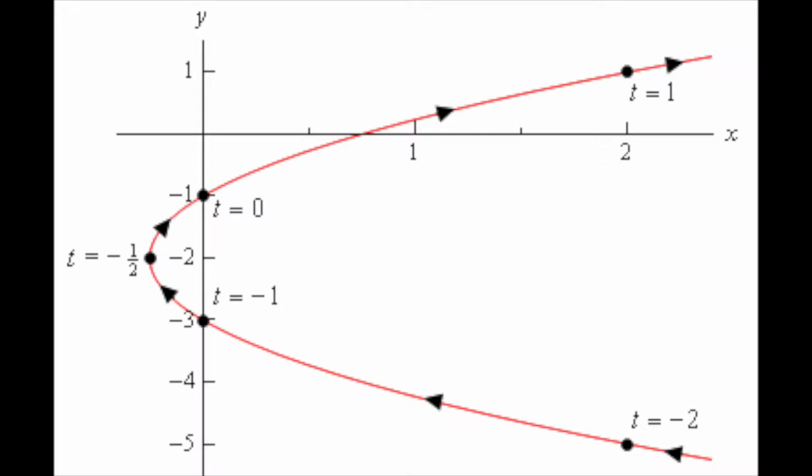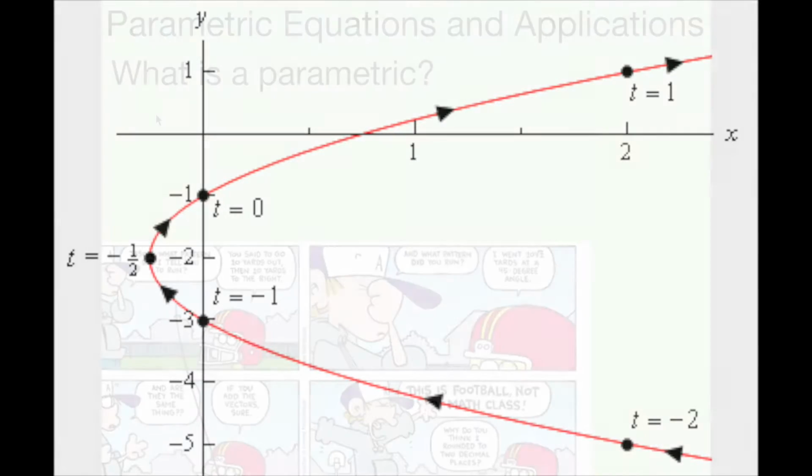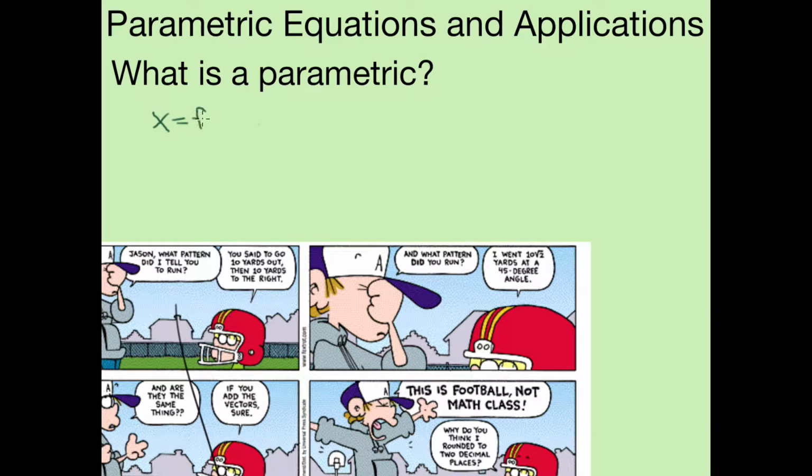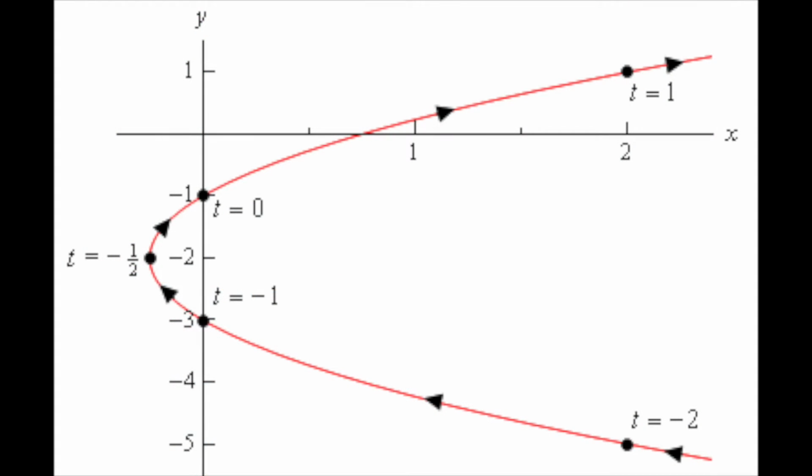But the x and y coordinates of the particle are functions of time, so we can write x equals f of t and y equals g of t. Such a pair of equations is often a convenient way of describing a curve and gives rise to the following definition. Suppose x and y are both given as functions of a third variable t. T is called a parameter. Each value of t determines a point (x, y), which we can plot in a coordinate plane.